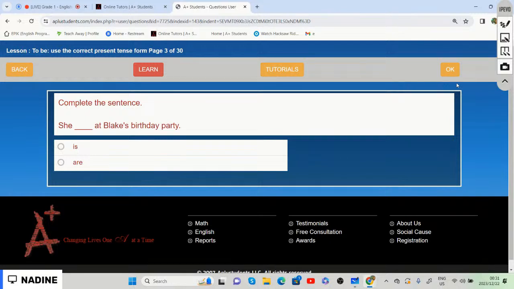All right, so if we use the correct word to complete the sentence, then we can say she is because she refers to one person. We use is if we are referring to one person, animal, place, or thing. So she is at Blake's birthday party.